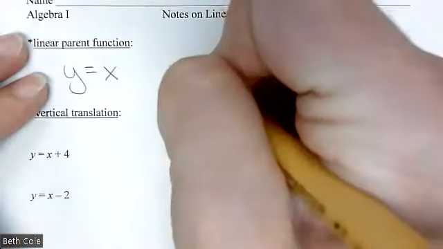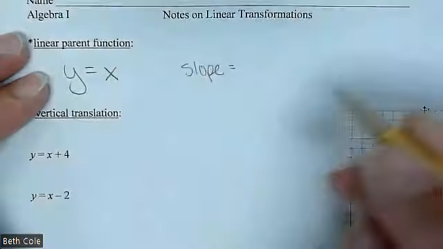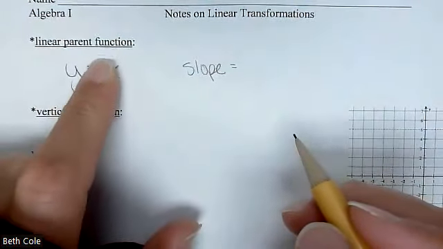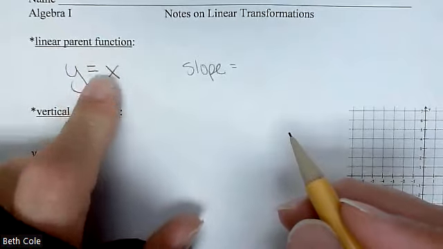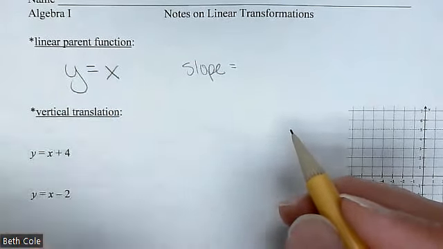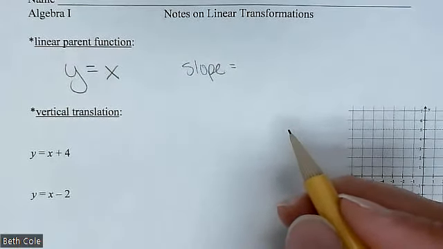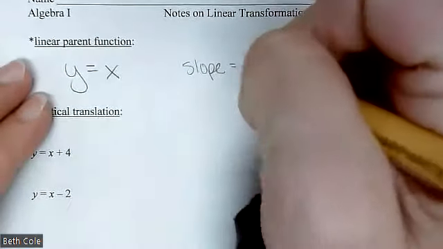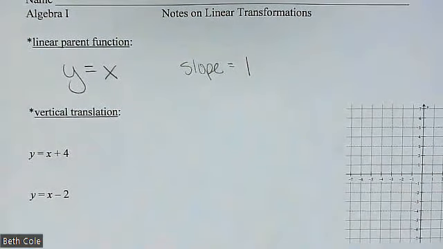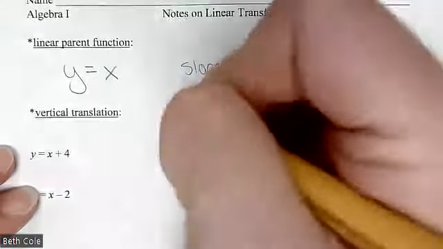So, can you listen? What would be the slope of that? Now, the slope is whatever's in front of the x. If nothing is written there, what is it understood that that number is? 1. If there's nothing written, it's understood to be a 1. It's 1x. So the slope is 1.